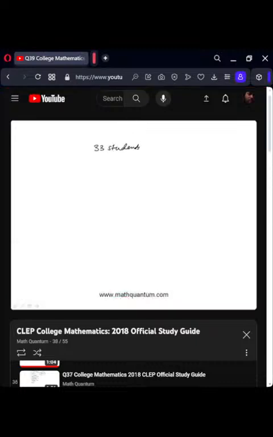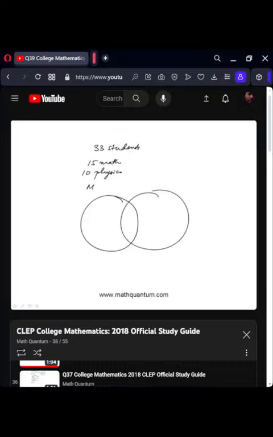Which holds that in a group of 33 students, 15 are enrolled in a math course, 10 in physics, and 5 are enrolled in both mathematics and a physics course. So this is a Venn diagram problem, anytime you see an overlap.